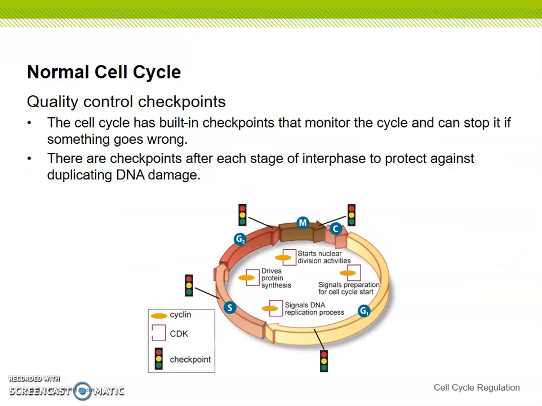Quality control checkpoints. The cell cycle has built-in checkpoints that monitor the cell cycle and can stop it if something goes wrong. There are checkpoints after each stage of interphase to protect against duplicating DNA damage. So if it finds some damage, it's either going to fix it, or it's going to say, all right, guys, we can't fix this. We've got to get rid of it.